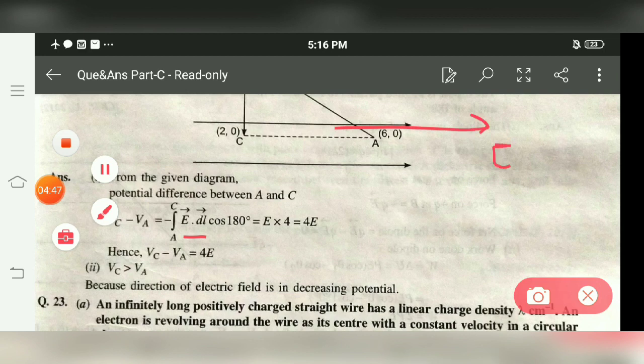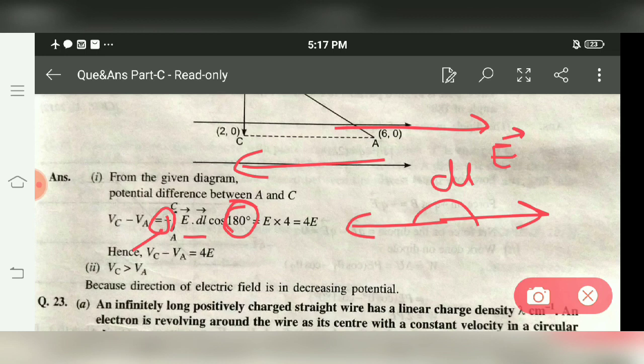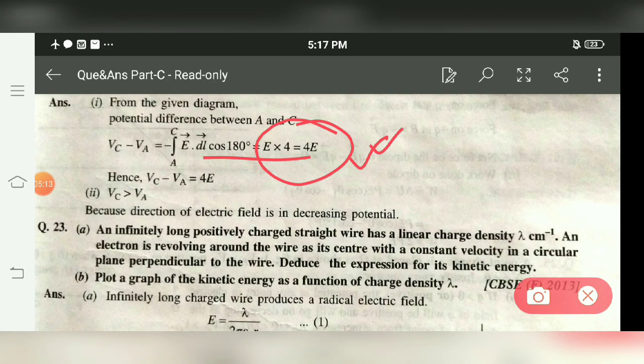As the field is in this direction and we have to apply force or displacement in this direction, there is a negative sign, and the angle between them is 180 degrees, because E is in this direction and dl is in this direction. By solving this, we get E into 4, that is 4E. So VC is equal to VA plus 4E, so VA is less than VC, because the direction of electric field is in decreasing potential.